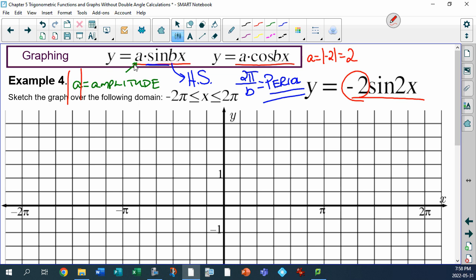Oh, okay. And here we go. There's our B value, right? Our B value is 2. So remember, don't get stung. Our period is actually 2 pi over the B value, which is 2, cancels out. Our period is actually pi.